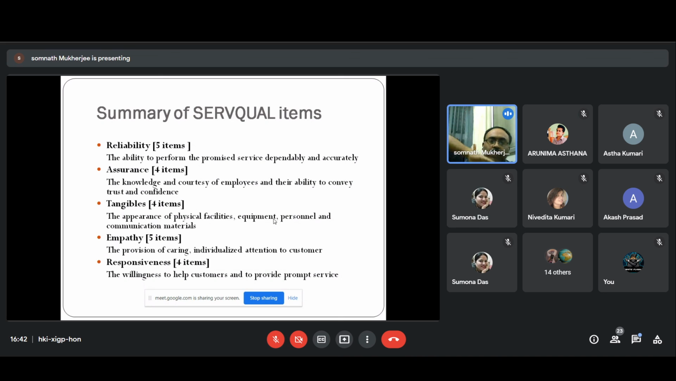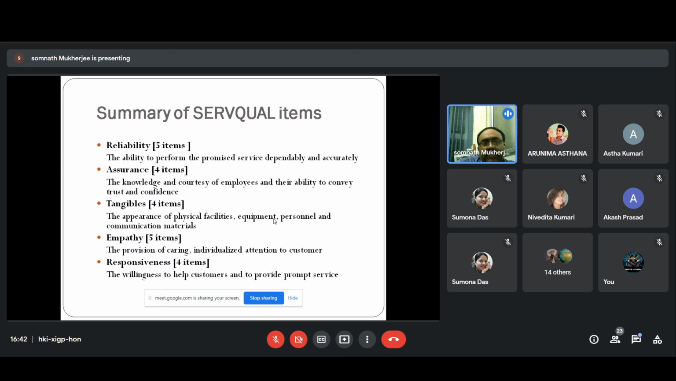Tangibles जो आपको बता रहे थे, physical evidence की जो बात कर रहे थे. Empathy, कितना caring है. Like in the case that we were referring to, was there an element of empathy? Yes. Were they trying to care for you? Was there an individualized attention? Yes. Responsiveness, was there a prompt response? Yes.